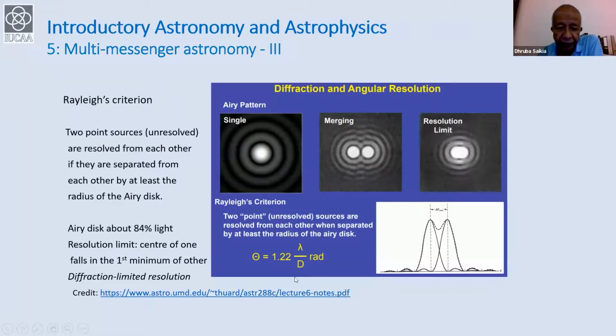So this is again something which you'd have learned from your basic optics. This is just to remind you that the resolution of any aperture is given by 1.22 lambda by D in radians. Okay. Now, what do you think is the typical resolution of your eye, of the human eye? Anyone?